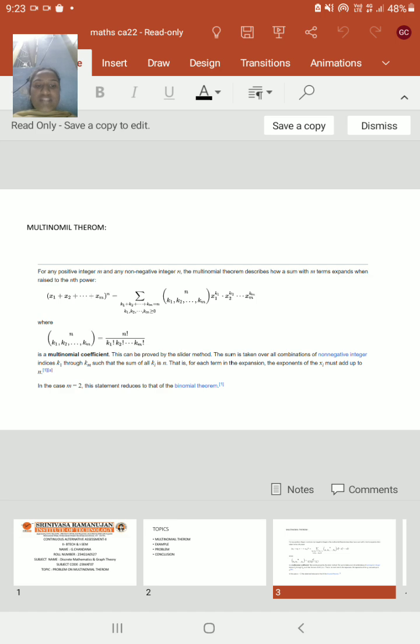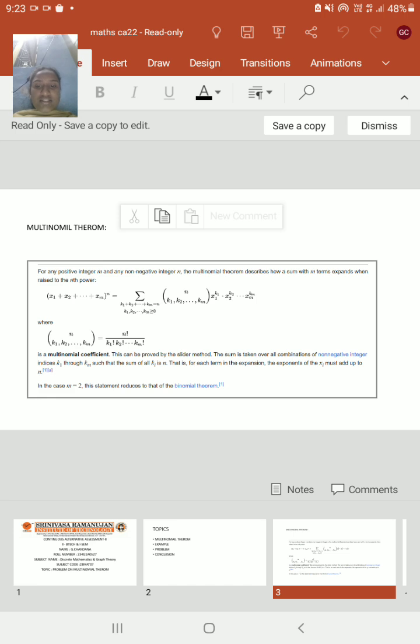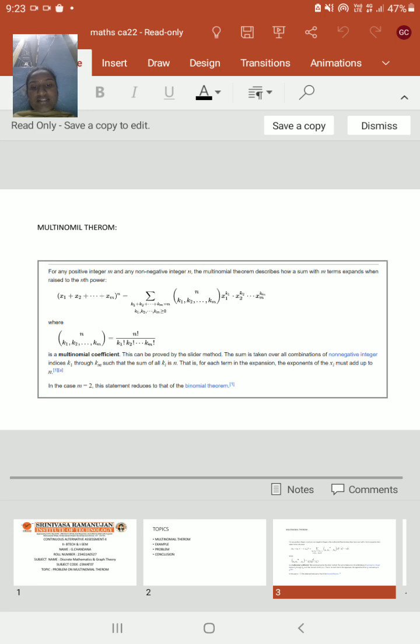The sum is taken over all combinations of non-negative integers k1 through km such that the sum of all the ki is n. That is, for each term in the expansion, the exponents of the xi must add up to n. In the case m equals 2, this statement reduces to that of the binomial theorem.